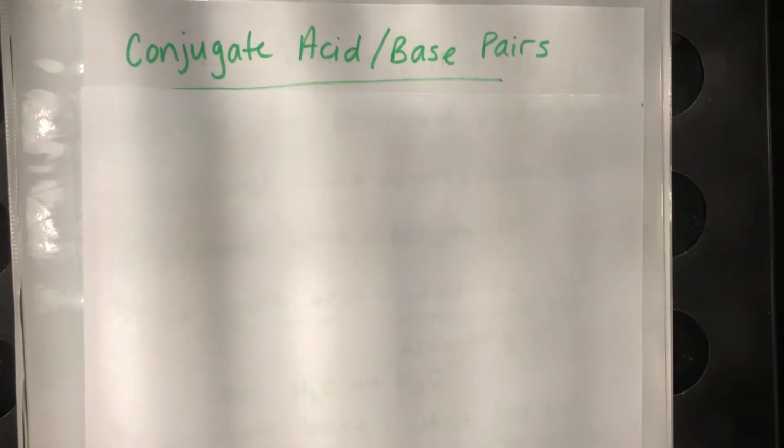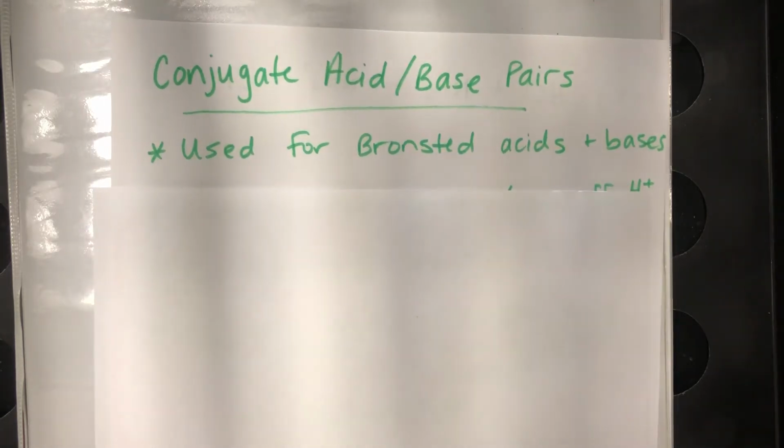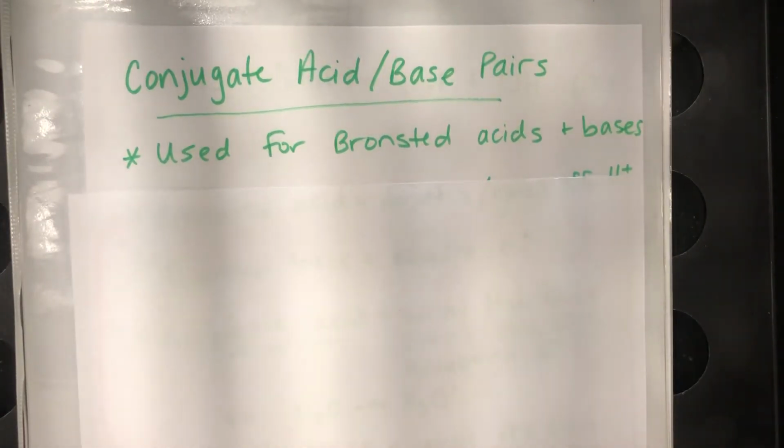Hi guys, so the topic of this video is conjugate acid and base pairs. So basically from this lesson, what you need to be able to do is identify the conjugate acid and the conjugate base when you're given a neutralization reaction, or the reaction of an acid with a base. But the important thing is that these are mainly identified when we're using Bronsted acids and bases, okay?